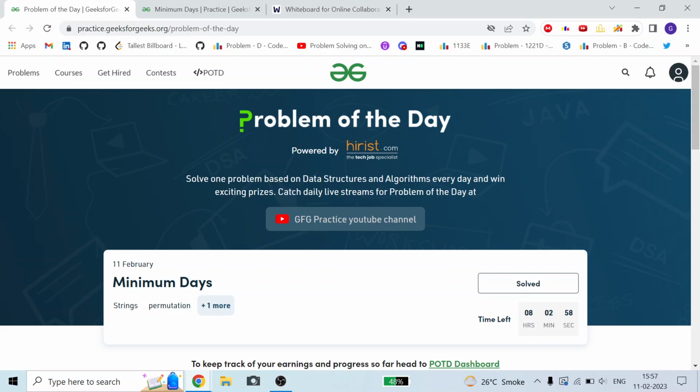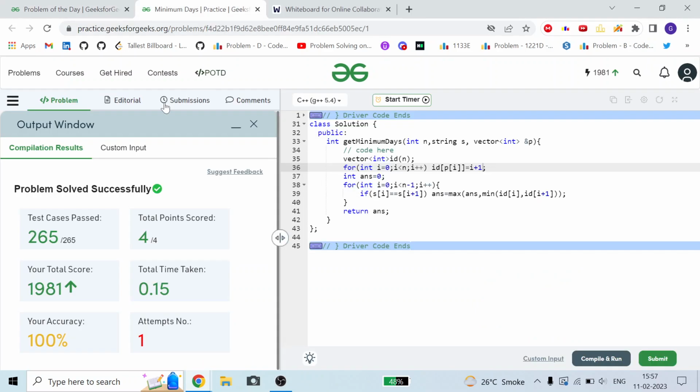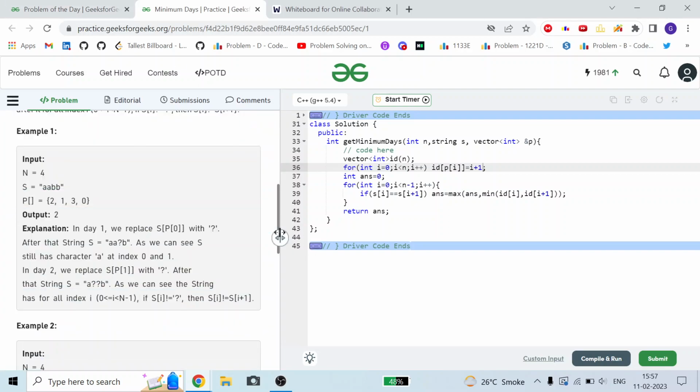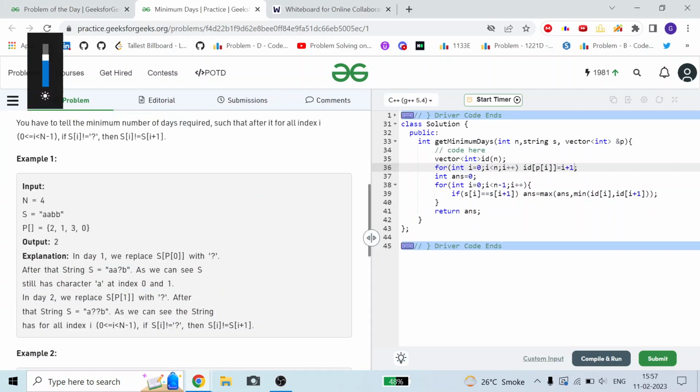Today we are going to discuss this very interesting problem, minimum days. So let's move on to the problem, guys. So what does this problem state?